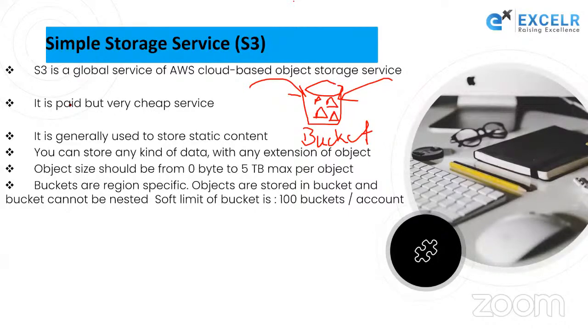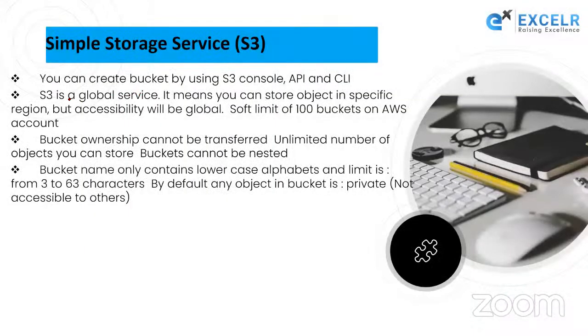Remember this. When I create a bucket, it is region specific. Objects are stored in the bucket, and buckets cannot be nested. I cannot create a bucket inside a bucket. There's a soft limit: you can create 100 buckets per account, but this can be increased by raising a support ticket with your AWS team. You can create a bucket via the console, API, and the CLI. Whenever you create a bucket, you get the ownership of the bucket. This ownership cannot be transferred to anyone.